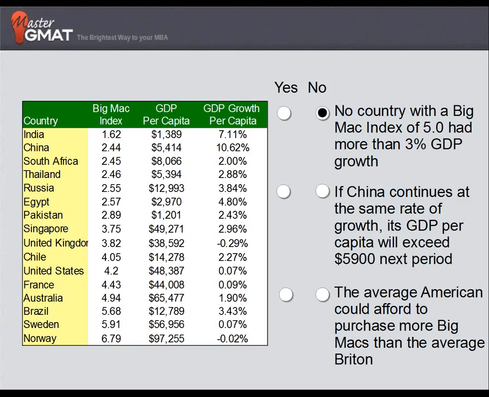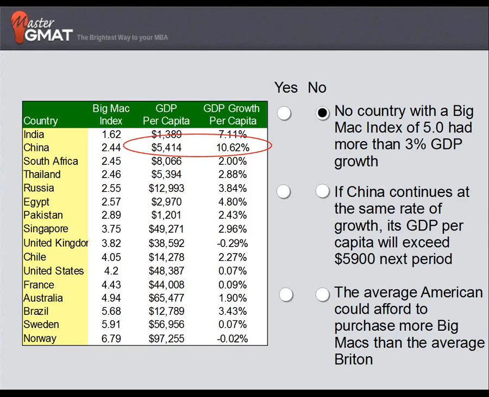All right, now let's take a look at statement 2. If China continues at the same rate of growth, its GDP per capita will exceed $5,900 next year. Can you go ahead and find China on the table? It's row number 2, I think. Let me circle it for you. Let's take a look. So as you can see, China experienced slightly more than 10% growth this year, and its GDP per capita was $5,414.